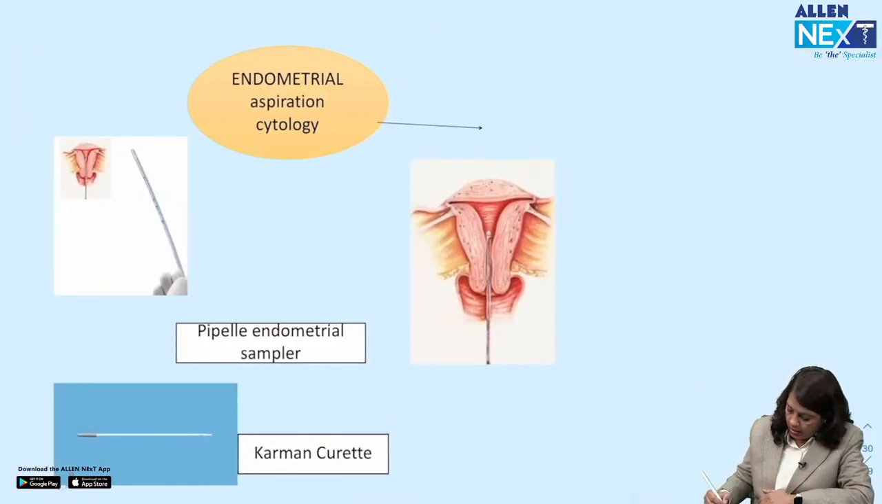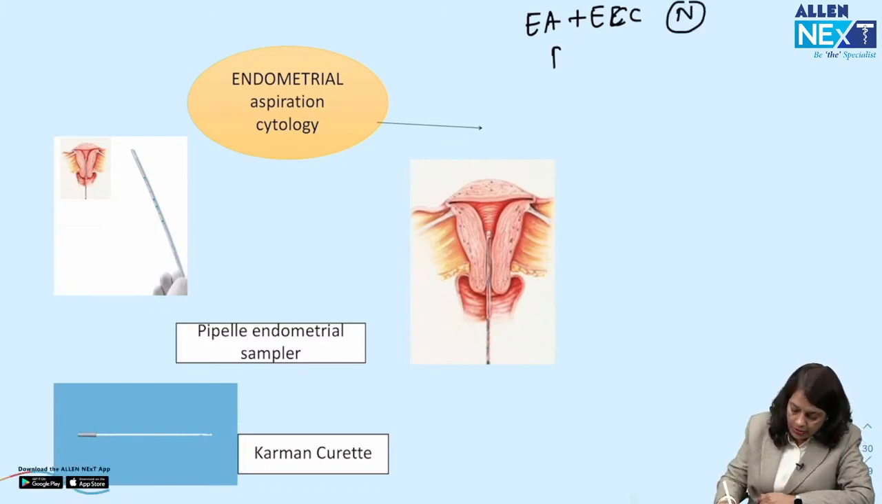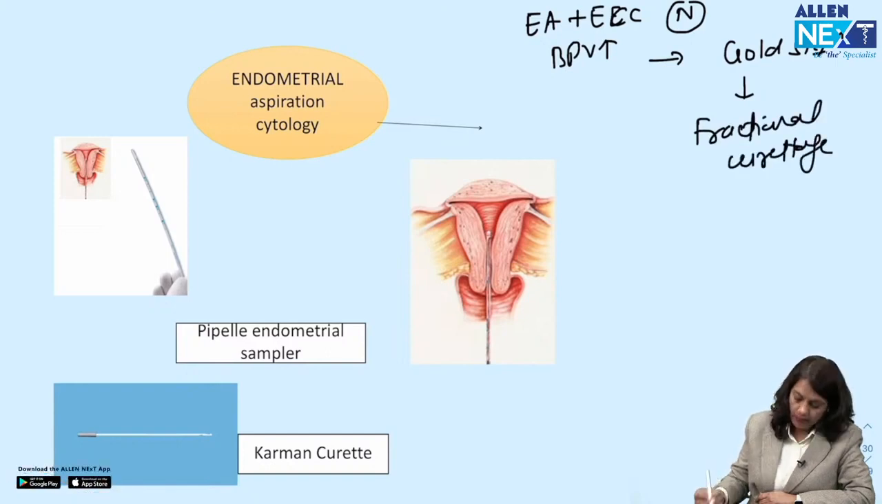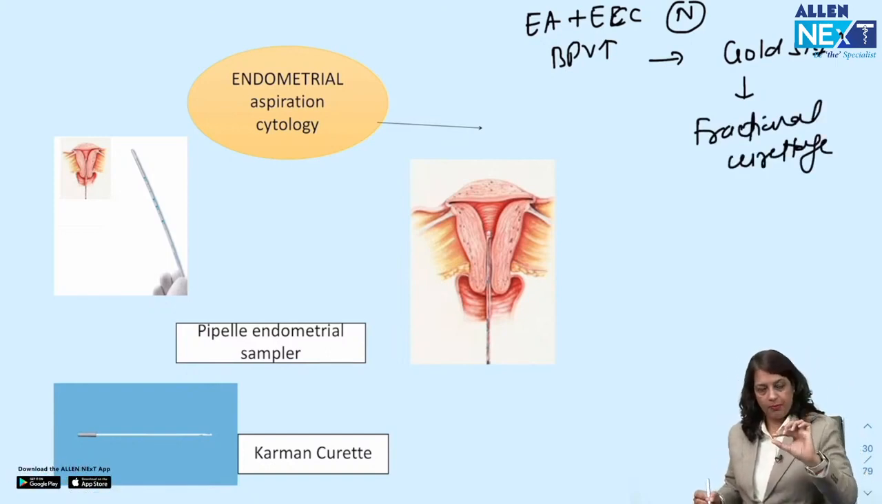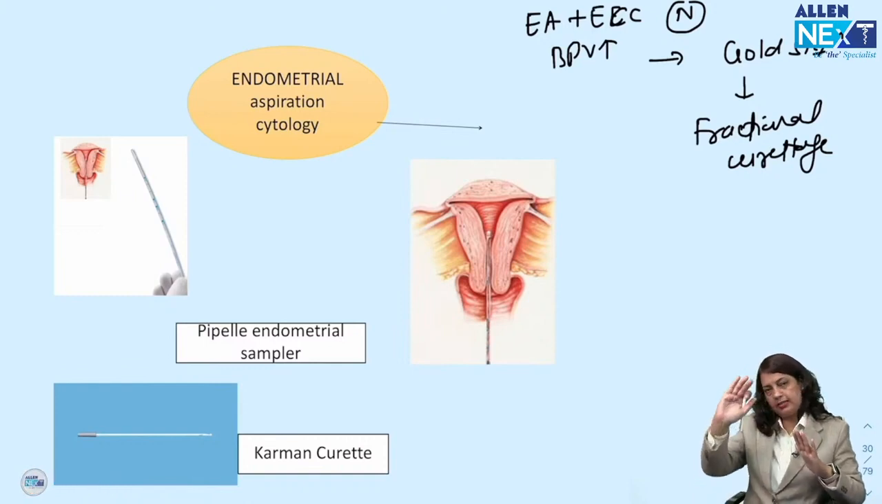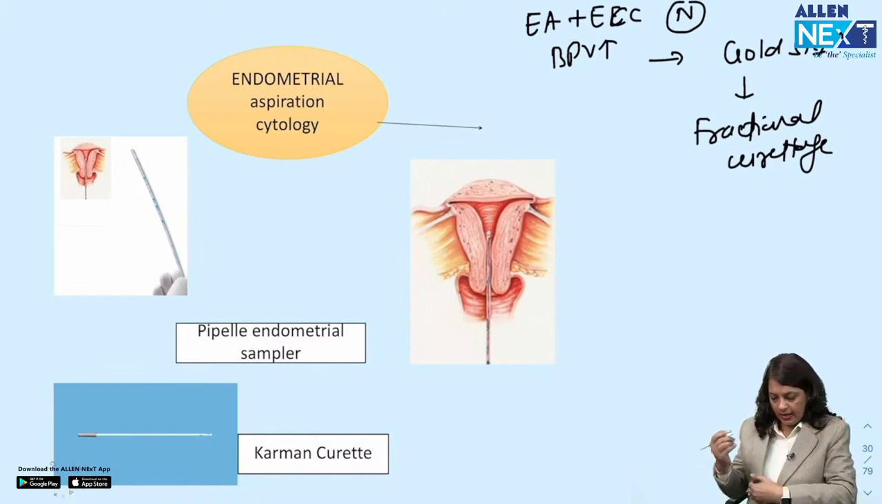ठीक है. If suppose EA and ECC report comes normal, but patient's bleeding is persisting, then I will go for a gold standard investigation, that is fractional curettage, जिसमें कि more than one area से हम sample लेते हैं, एंडोसर्विक्स, isthmus, fundus, uterine walls. So हमने सारे areas से sample ले लिया. It is a better investigation and we can arrive at a diagnosis.